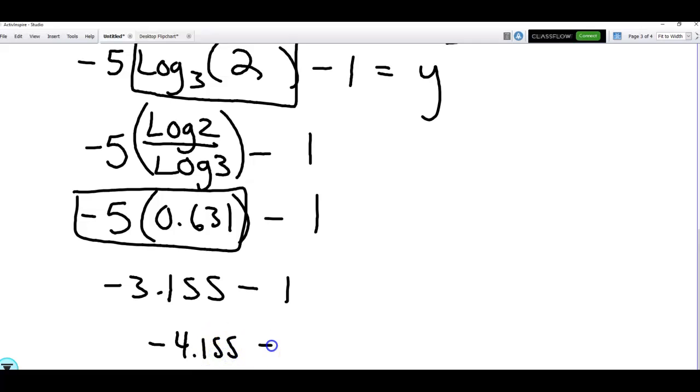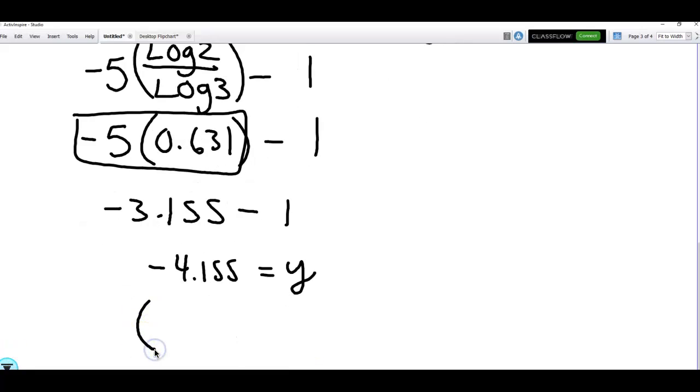.155, and that's y. So what number did I plug in? 4. And what number did I get out? Yeah, -4.1. And at this point for graphing, I would say go ahead and just take it to the tenths place at most, because when it comes to graphing, you can't get that precise anyway. So there you go. That's one of our points that I'm going to plot. All right? Okay, let's do another one.